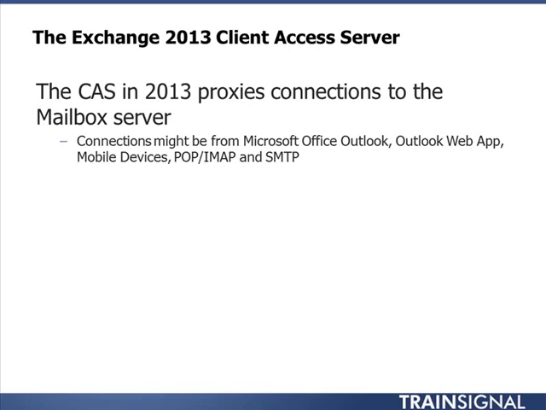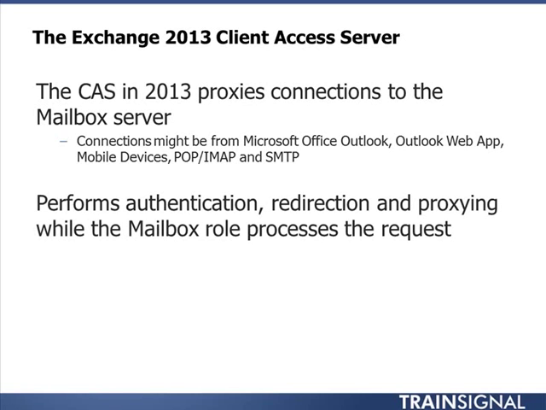So if you have an iPhone or an iPad or an Android device or a Windows phone, all of those mobile devices have ActiveSync connectivity. Also POP or IMAP connectivity and SMTP connectivity, depending on the type of the email application that you're using. So all of these connections go through the client access server in order to connect to the mailbox server. So that's what the CAS role does. It enables clients to connect to Exchange.